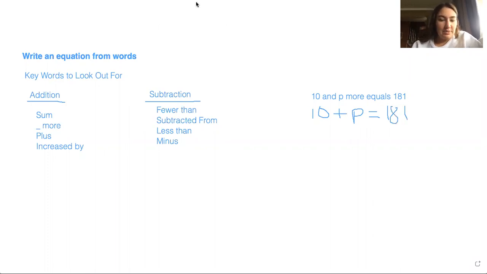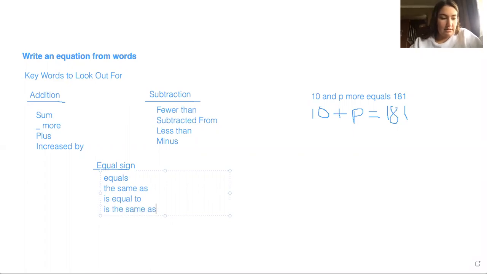To know where to put an equal sign, you can look for words like equals, the same as, is equal to, or is the same as. Okay, so let's try another example.